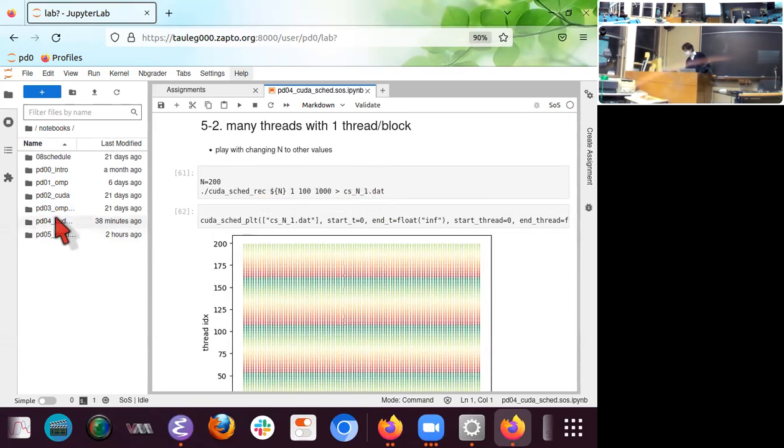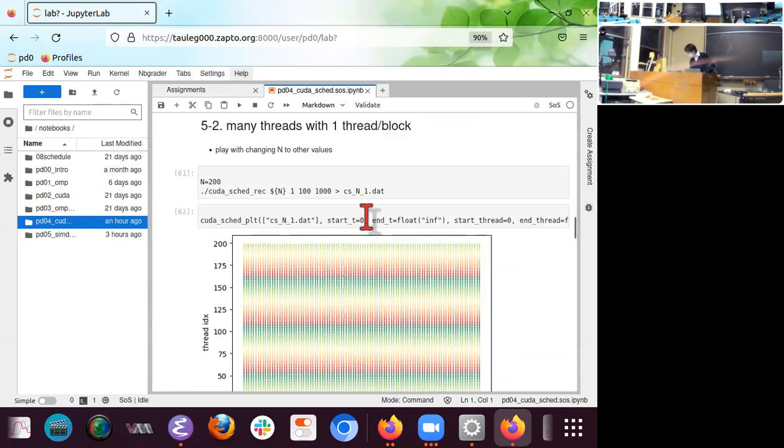So let me get into the file itself. I don't know why it doesn't open. So let me do it instead.